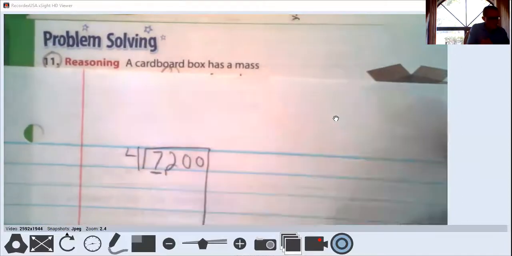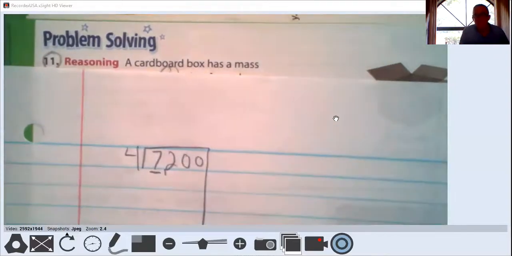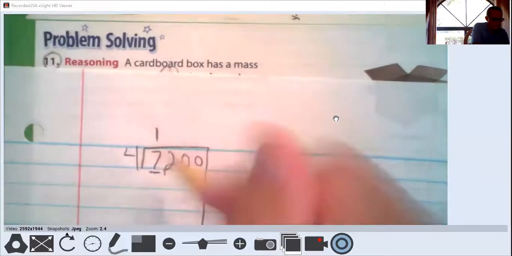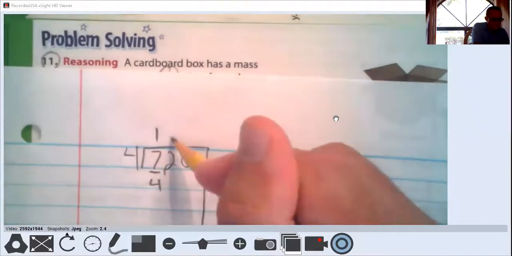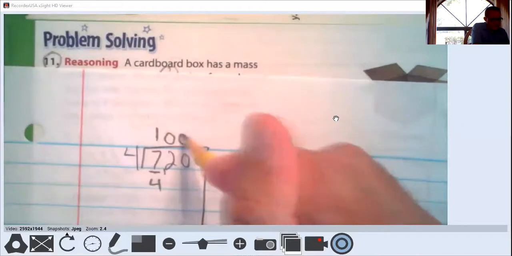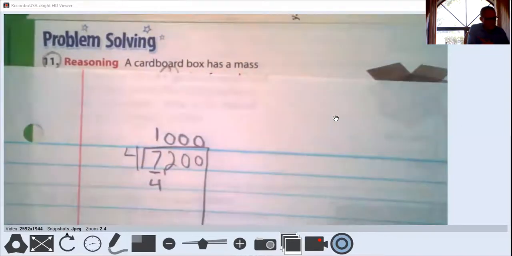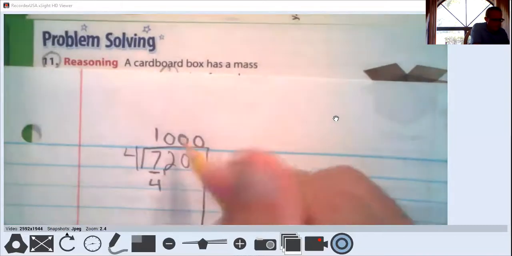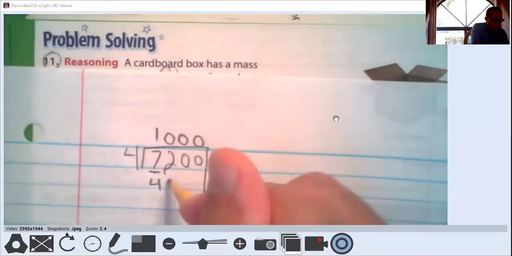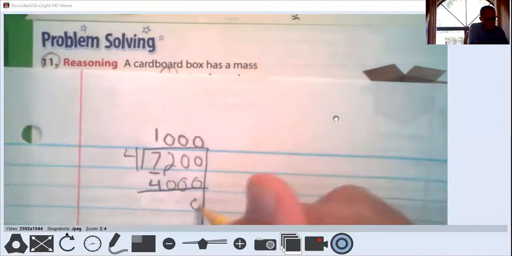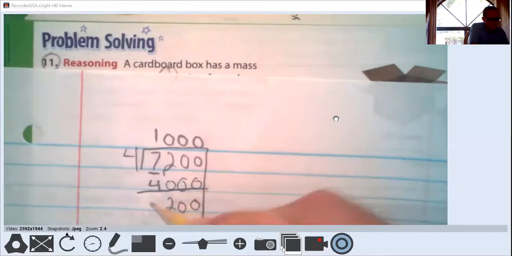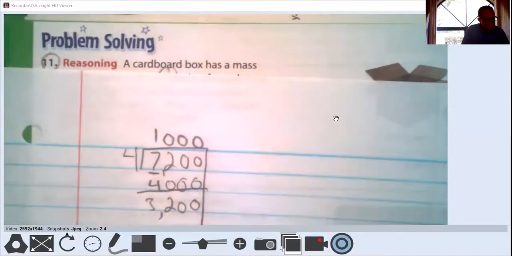I'm going to underline my 7 here. Can I get a 4 out of a 7? Yes. How many times? 1. 1 times 4 is 4. I have 1, 2, 3 digits that are not underlined, so I'm going to bring those up there. I'm going to drop them right back down because 1,000 times 4 is 4,000. I'm going to subtract that. 0, 0, 2, 3.